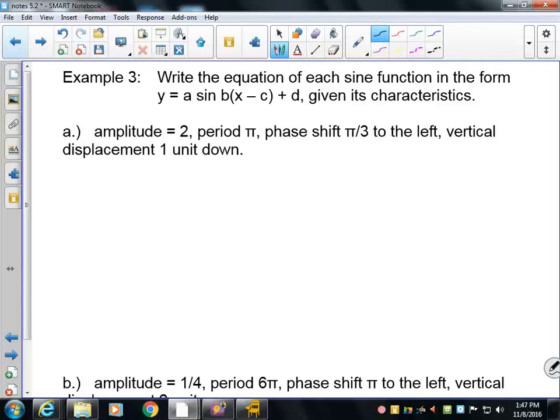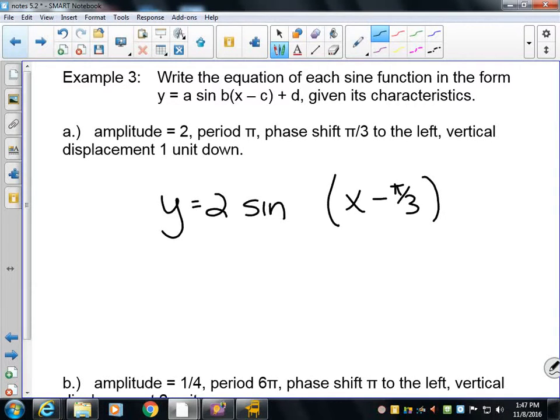Well, we can start plugging in. Amplitude of 2 is just 2. Sine, I'm going to leave a space for the b. We want a phase shift to positive pi thirds, so how does that belong? Minus pi thirds. Oh, to the left. If we're shifting to the left, we want negative pi thirds. So we need a positive pi thirds there. And then a vertical displacement of 1 unit down.